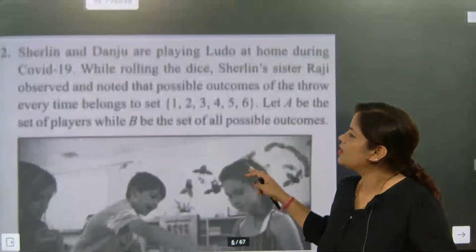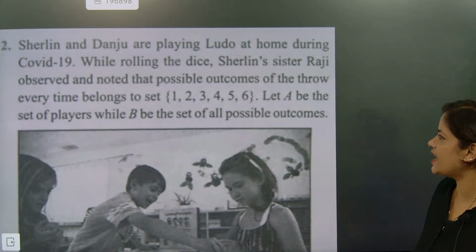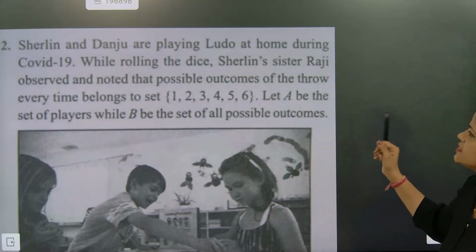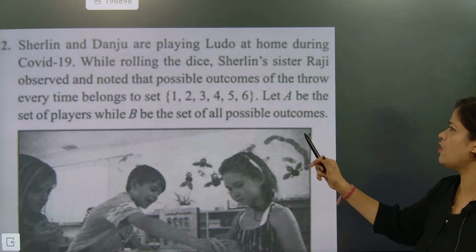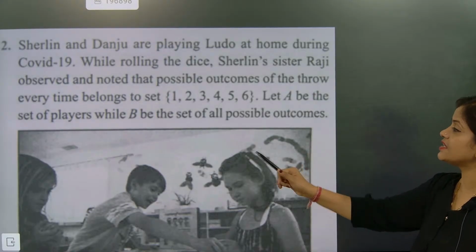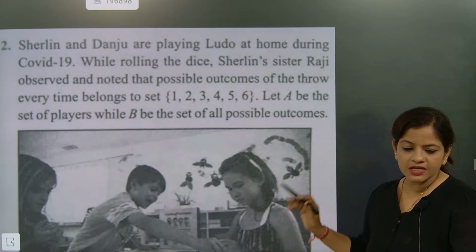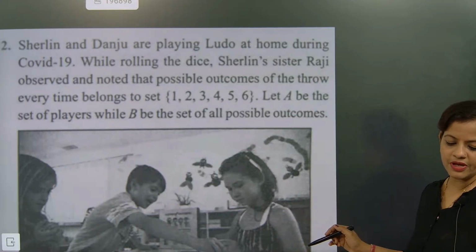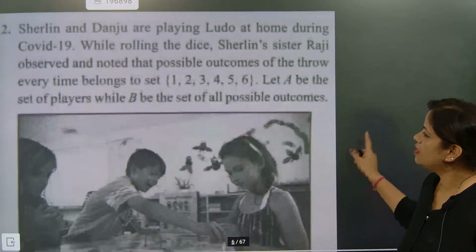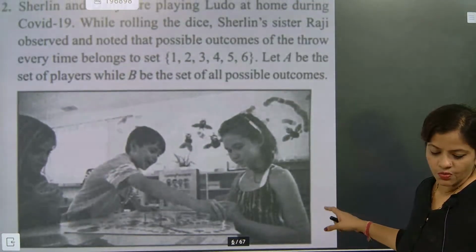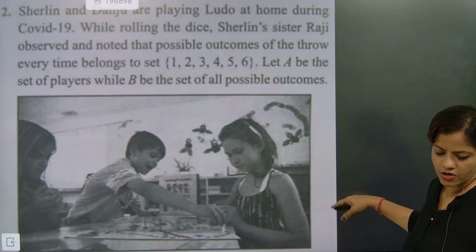Or next question. Okay. See, the question is: Sharlene and Danju are playing Ludo at home during COVID-19. While rolling the dice, Sharlene's sister Raji observed and noted that the possible outcomes of the draw every time belong to the set 1 to 6. Let A be the set of players, while B be the set of all possible outcomes.